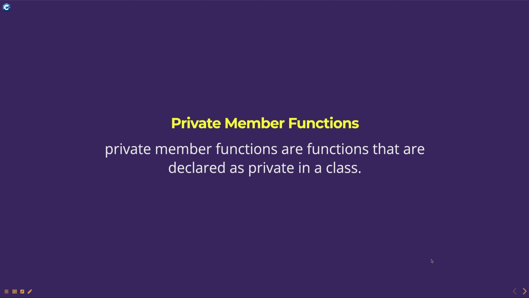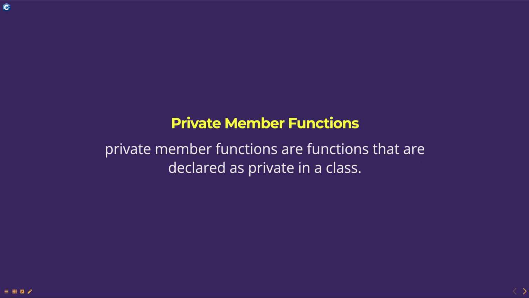In C++, private member functions are functions that are declared as private in a class. They can only be called from within the class, not from outside the class. Private member functions are used to implement helper functions that perform specific tasks for the class, but that should not be exposed to the outside world.